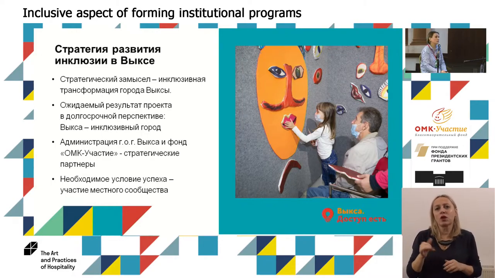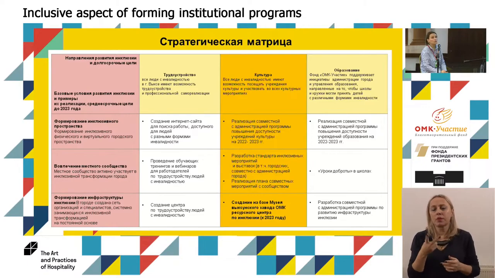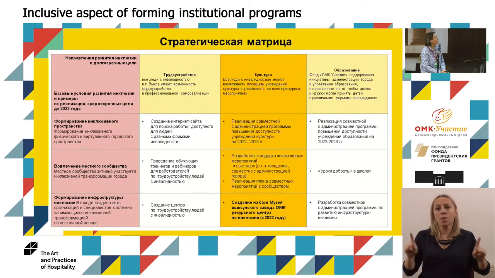The strategic partner is the administration of the urban district of Vyksa. And the important precondition is the local community involvement or engagement. This shows the strategic matrix of development in different directions. We see that the OMK Uchastie Charity Foundation works in three directions: employment, that was mentioned by Marina, culture, for which the museum is responsible, and education.